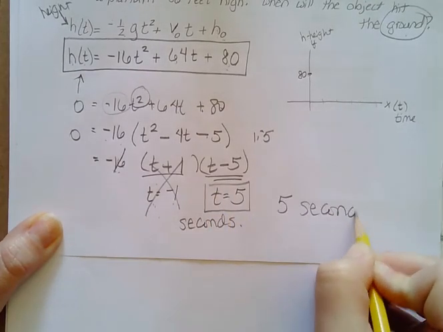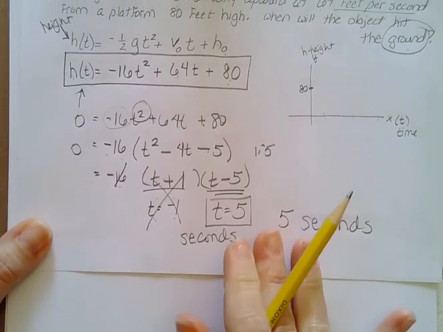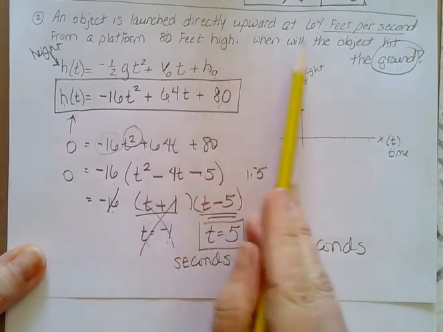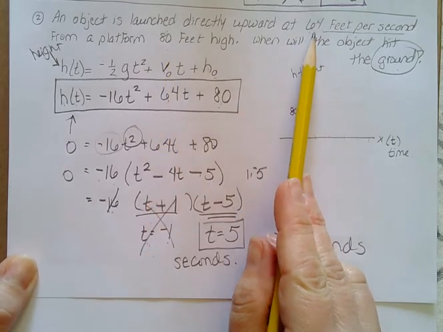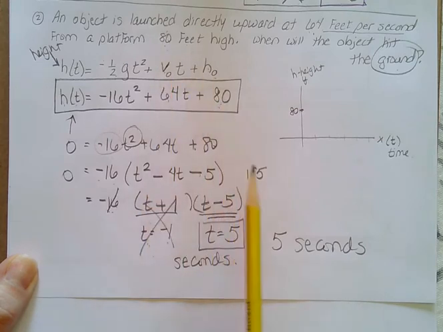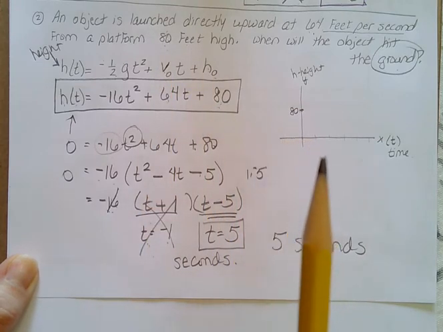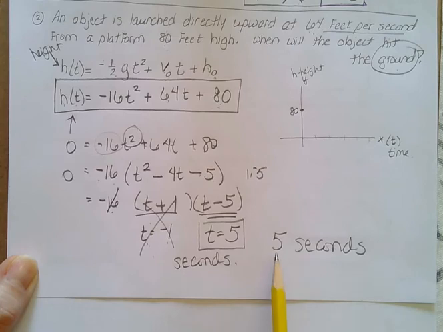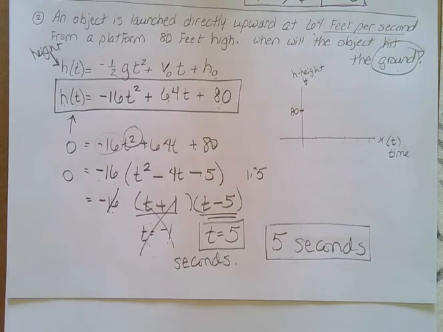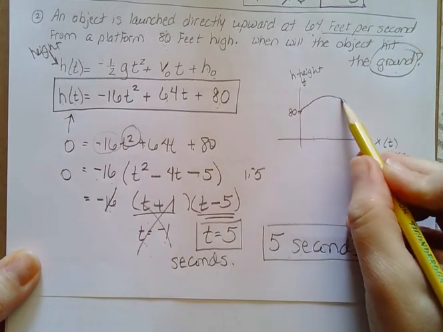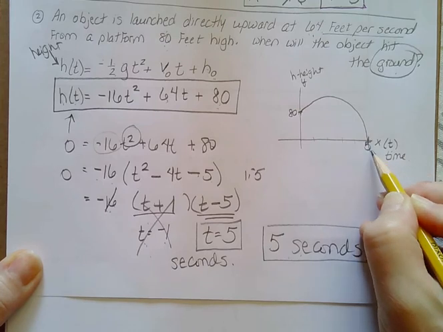seconds. So if we actually had an object and launched it straight up at this initial velocity from a platform of 80 feet high, we would be launching it up, and then it would come back and hit the ground 5 seconds later. So when does it hit the ground? After 5 seconds, or when t is equal to 5. If you would actually do a graph, I'll do the graph. And that's when it hits the ground.